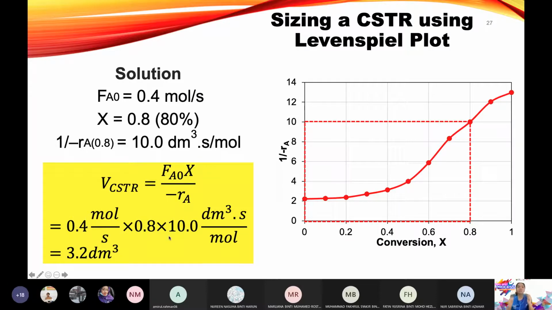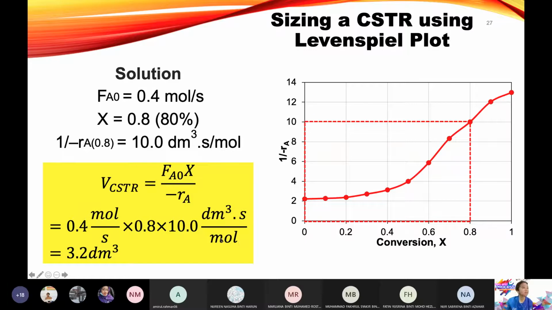Okay, let's say you are not sure or you don't trust it, you do the unit cancellation. FA0 is 0.4 mole per second. Conversion has no unit, it's a fraction, right? Conversion has no unit because it is in the form of a fraction. Multiply with 0.8. Multiply with 1 over minus RA. So 1 over minus RA is 10 dm cube second per mole.